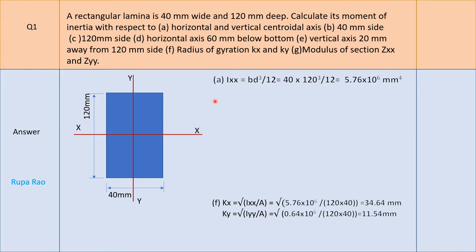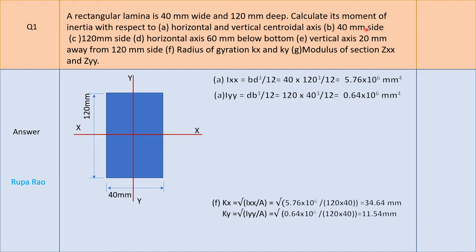Then let us calculate the moment of inertia about the vertical centroidal axis Iyy. That will be d, now it is d and b cube. So db cube by 12, d is 120, b is 40, its cube divided by 12. So take the calculator in your hand, do the calculations. 120 into 40, then press the button x cube divided by 12 is equal to, you will get 0.64 into 10 raised to 6 mm raised to 4. Then we have completed A, that is moment of inertia about horizontal and vertical centroidal axis.